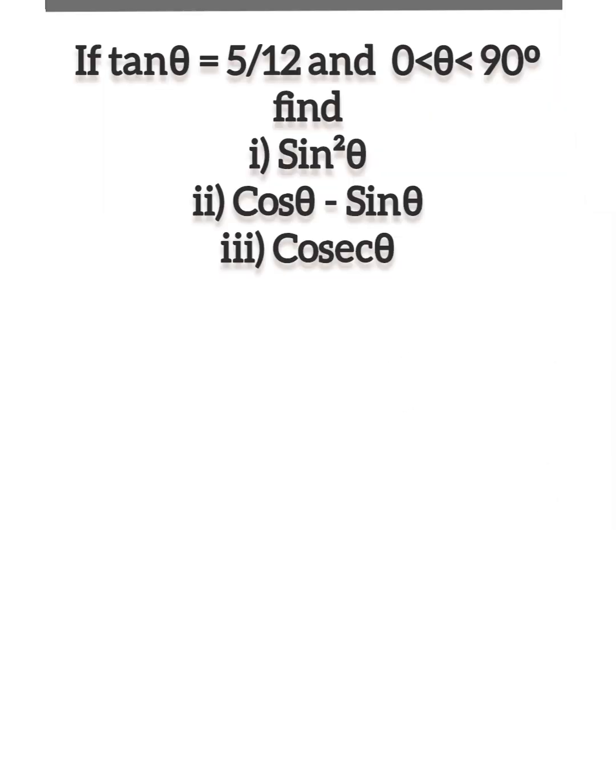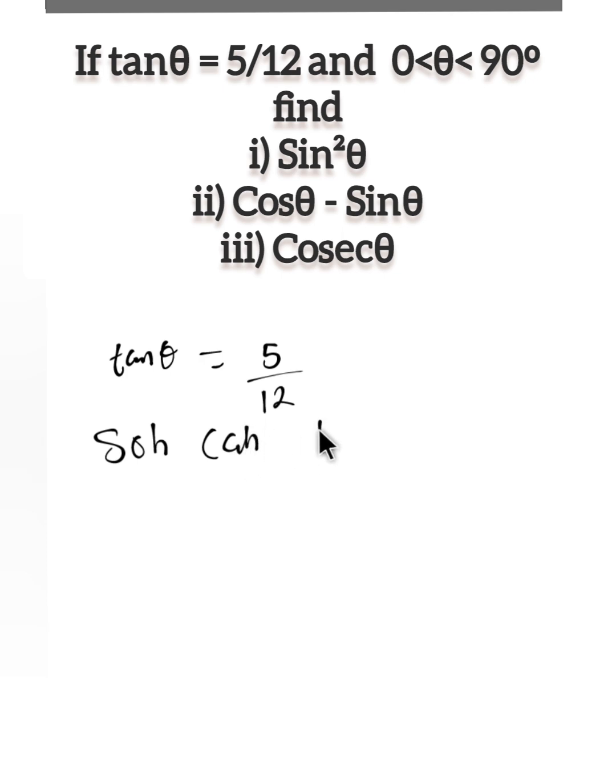Example 3. If tan theta is equal to 5 over 12 and 0 is less than theta less than 90 degrees, find 1. sine squared theta, 2. cos theta minus sine theta, and 3. cosec theta. Now let's proceed. From the question, we are given tan theta is equal to 5 over 12. Now remember the acronym, which is SOH CAH TOA.